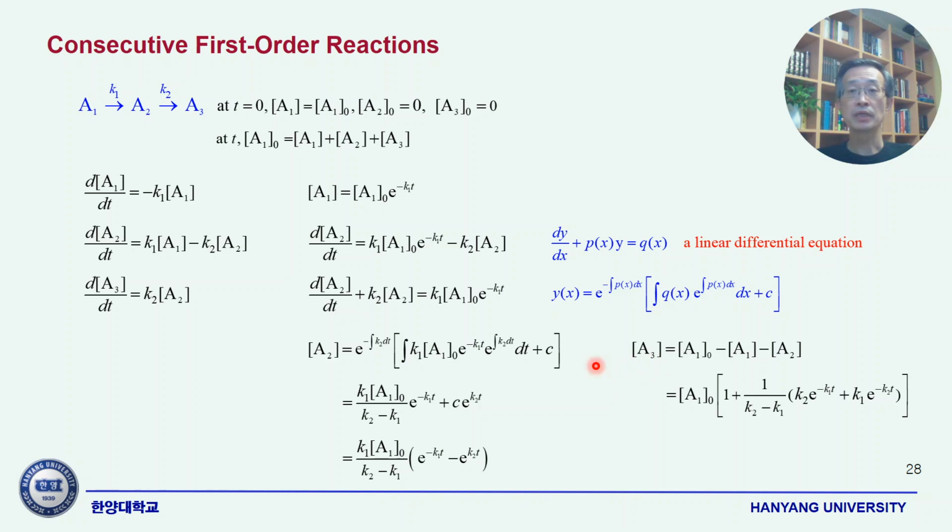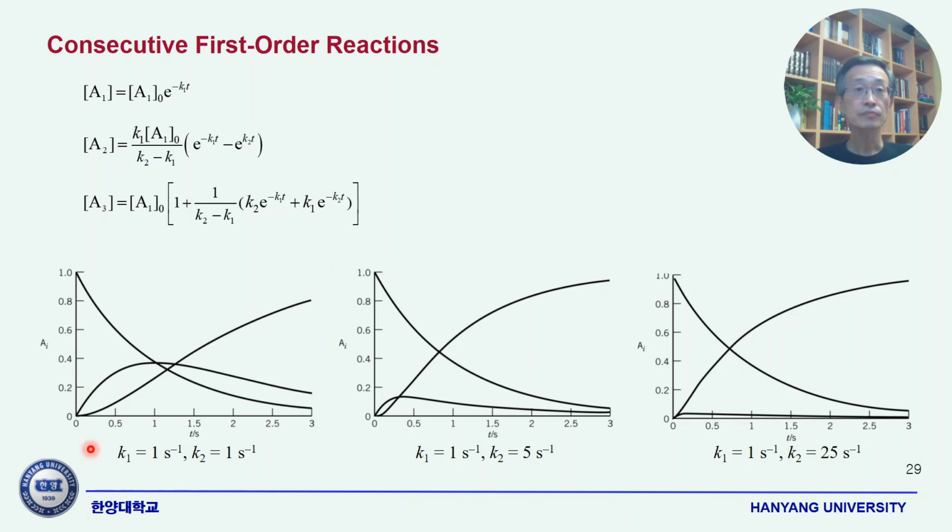Now we have obtained a1 and a2. A3 comes just from the conservation equation, so a3 is obtained as a1 naught minus a1 minus a2, and then we obtain this for a3. So we have a1, a2, a3 all as functions of t: the integrated rate law for consecutive first order reactions.